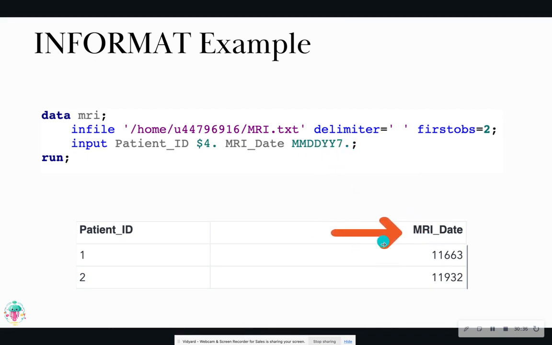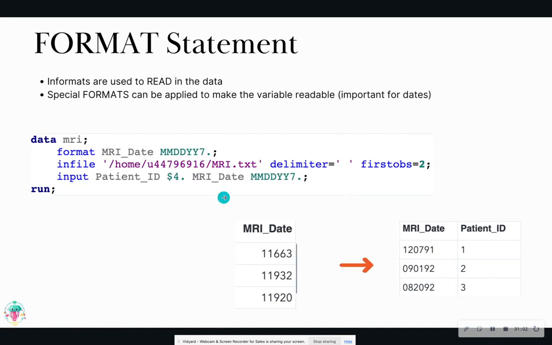Now, notice in my example, my MRI date does not look like a date to me. One thing about informats is that they will read it in, but they will not translate it to a date until we tell them to. So in this case, I need an informat to read it in, but I also need a format statement so it actually looks that way to my eye. So let's see an example of this.